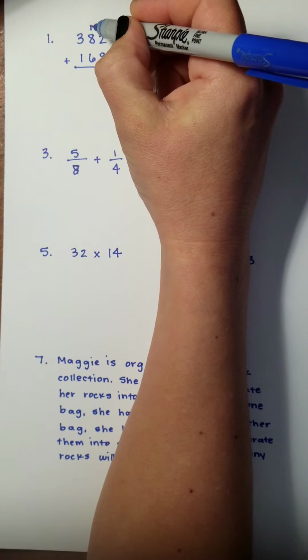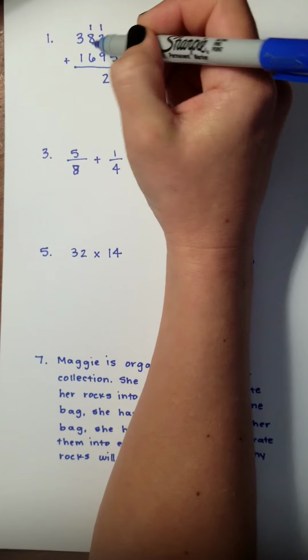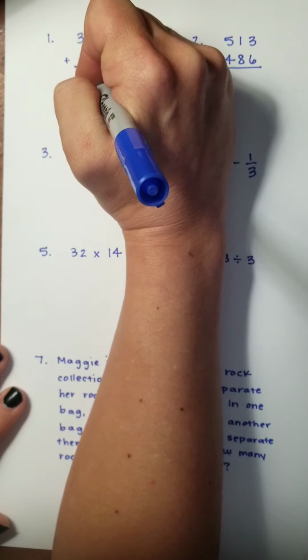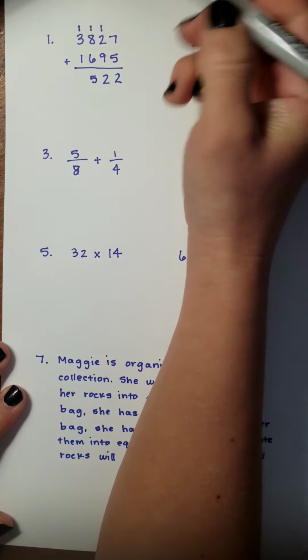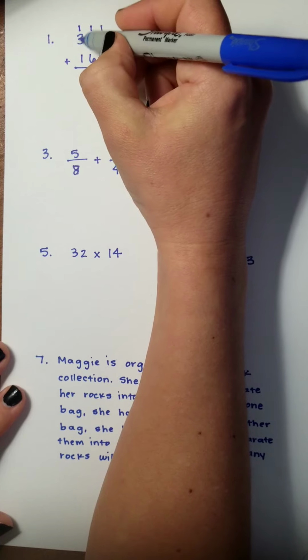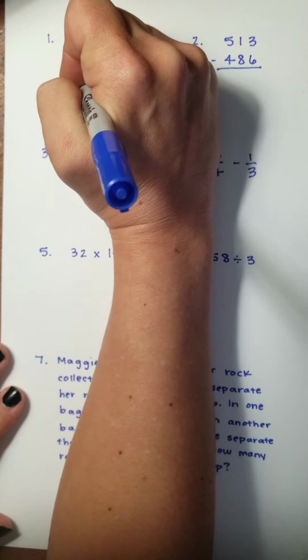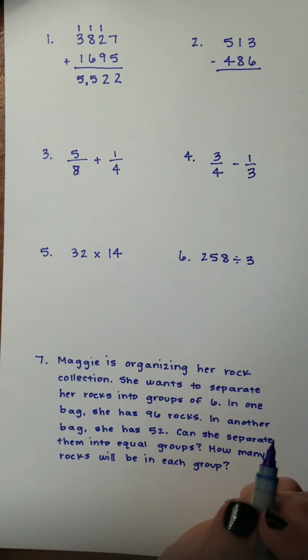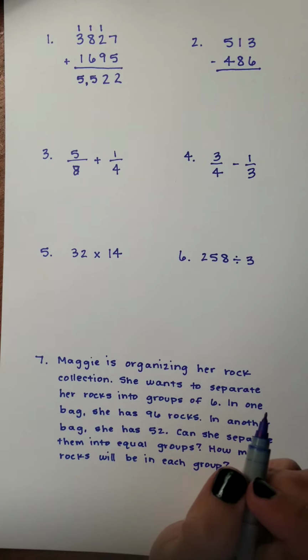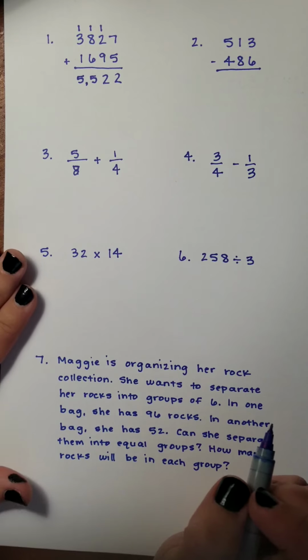8 plus 1 is 9, plus 6 is 15. So I put the 5 here in the hundreds column and carry the 1 up into the thousands column. And 3 plus 1 and 1 is 5. Please let me know if I make a mistake by commenting, I guess, on the video.